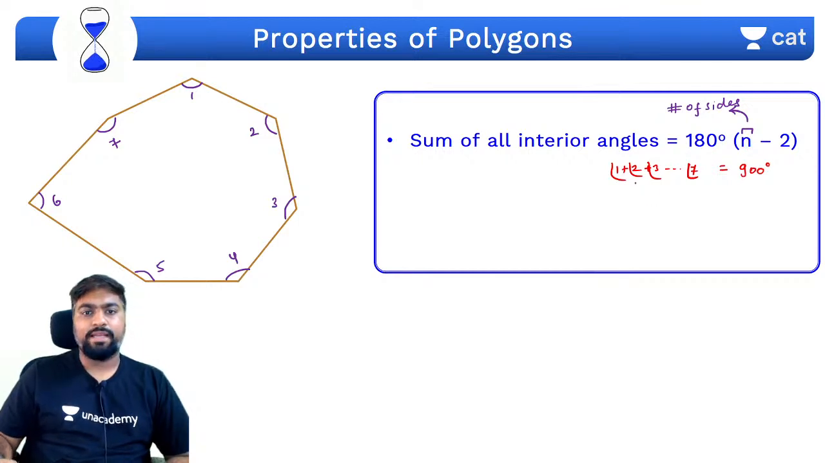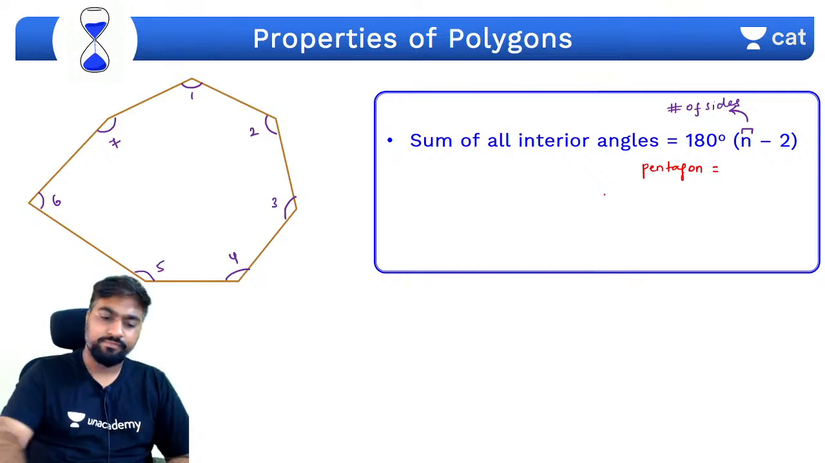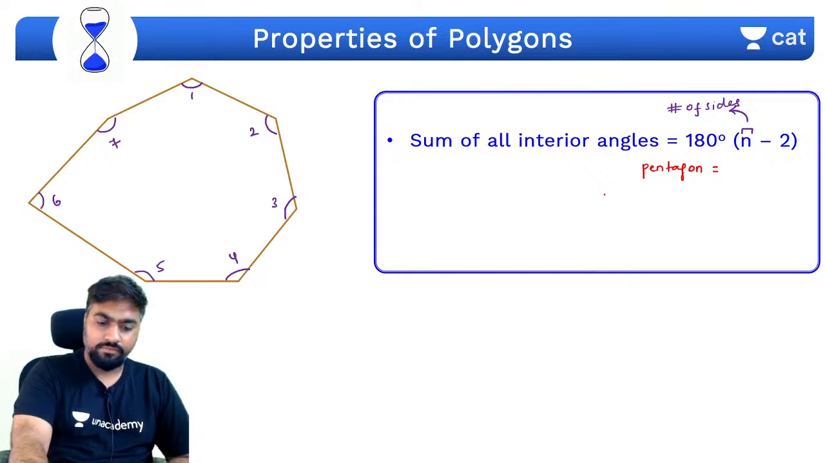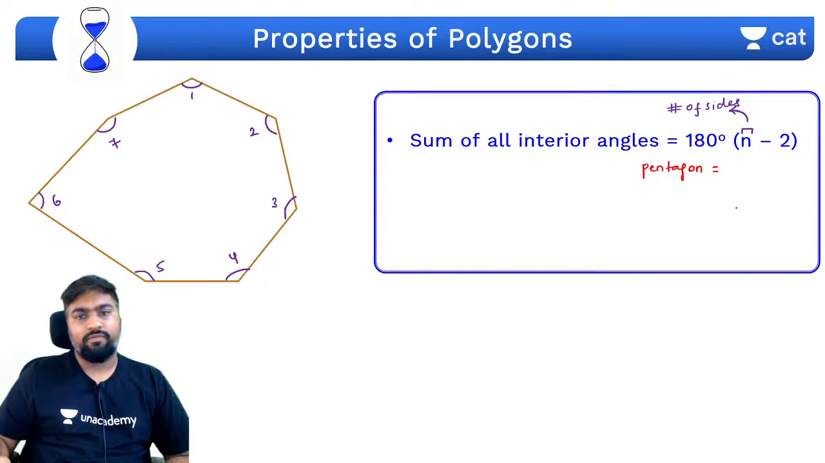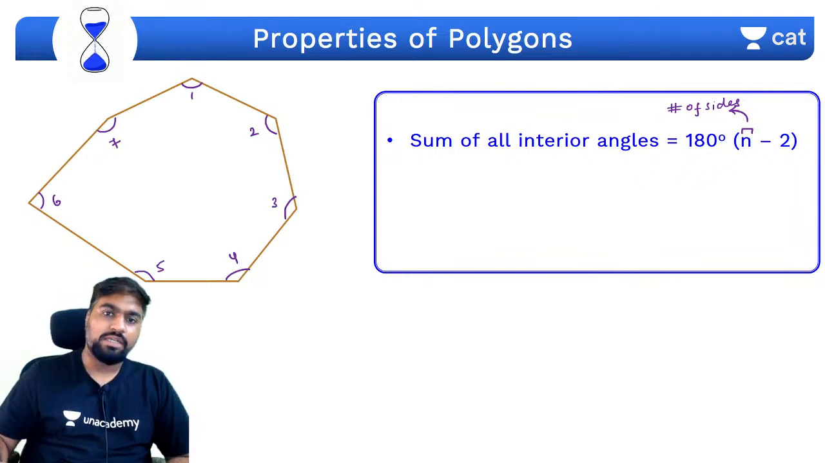Yes. So can you quickly tell me how much would it be for a pentagon? Sum of all interior angles for a pentagon. How much would it be equal to? Anyone? Superb. 540, right? 180 into 5 minus 2, so which is 180 thrice, 540. Clear? This works for any kind of polygon.